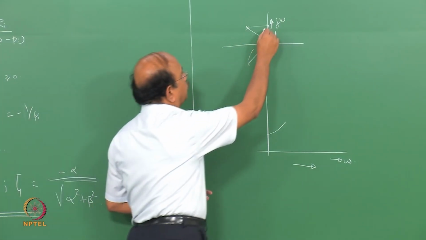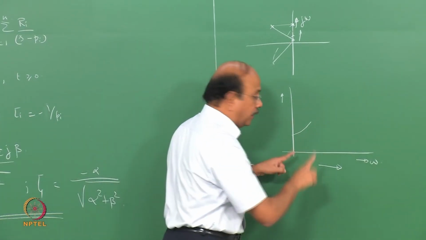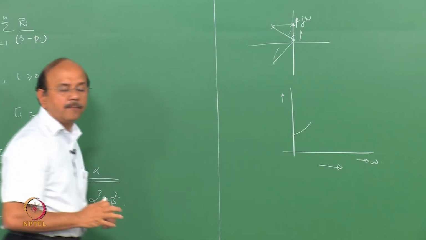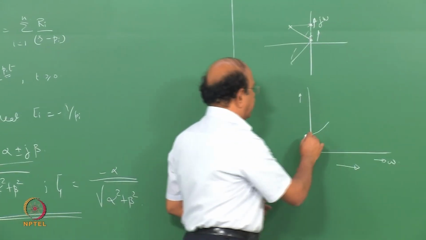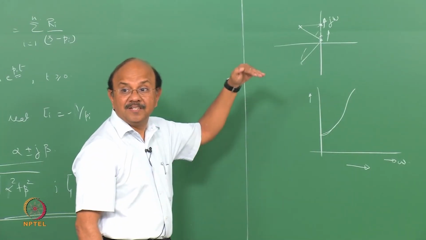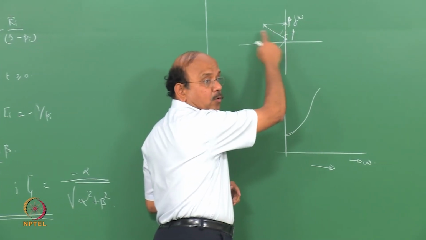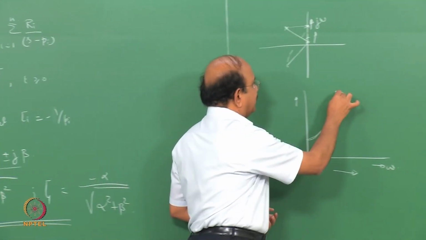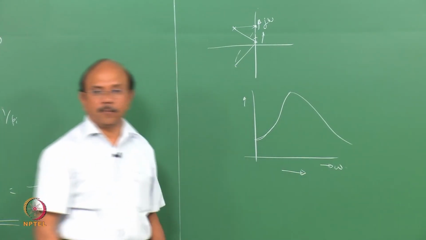So when I come to this point, because as I go along omega, I'm actually going above in the y-axis. So when the distance is least, I get the maximum response. That's why that is the omega at which you would get the maximum response. Then as I move away, the response starts dropping.